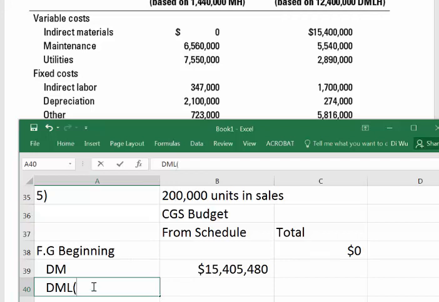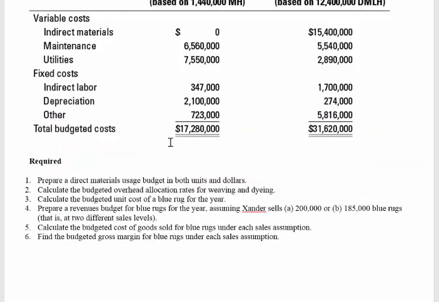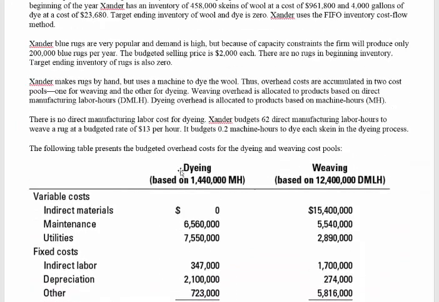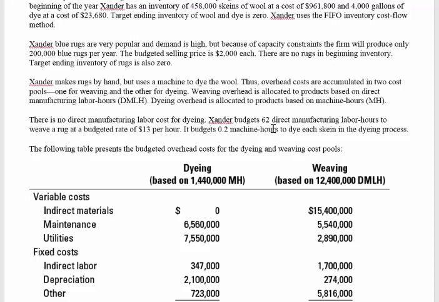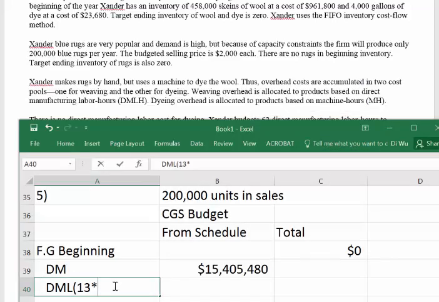So I would say, first of all, we pay $13 per labor hour. If you go back to the question, you can take a look at how many direct manufacturing labor hours we use. Manufacturing labor hours, not machine hours. So we're looking at 62 direct manufacturing labor hours. Therefore, in my calculation, I need to put the 62 manufacturing hours. So you need to consider that.